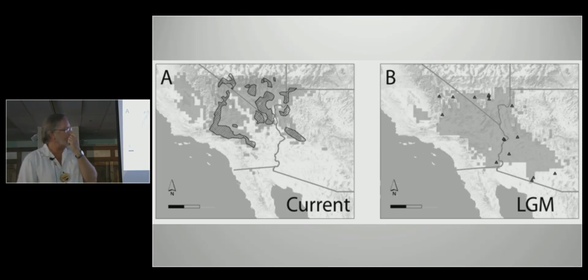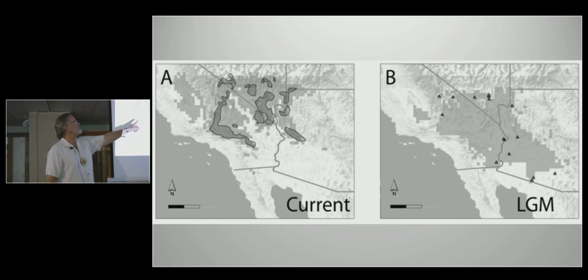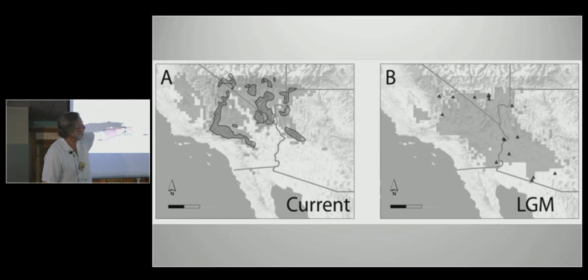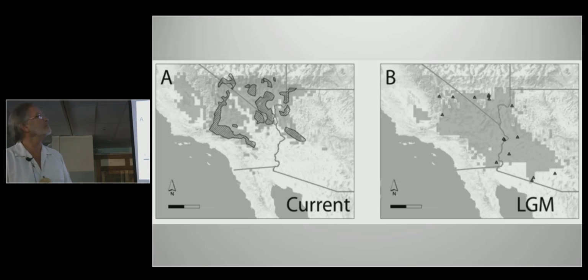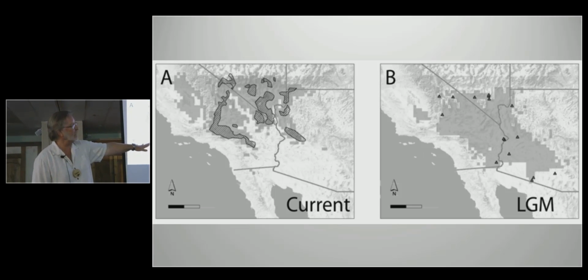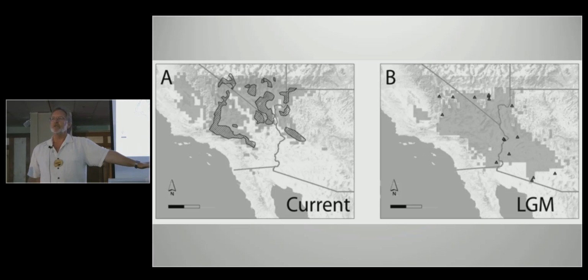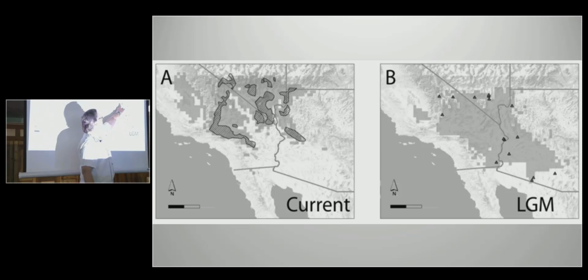An example of that, this is Joshua trees, which is going to play a role in a lot of my talk here. The current range of Joshua trees are these polygons right here. But if we go back to that last glacial maximum, those little triangles represent pack rat middens where Joshua trees were found. So they shifted all the way down into Arizona, past Yuma, down to Organ Pipe, down to all of those places where Joshua trees don't occur today. But all of these are where they do occur today.